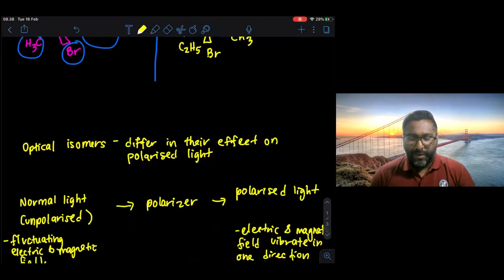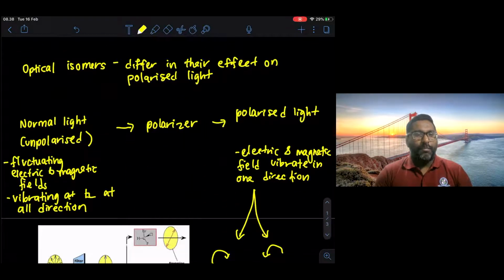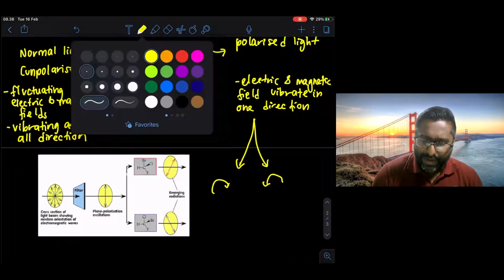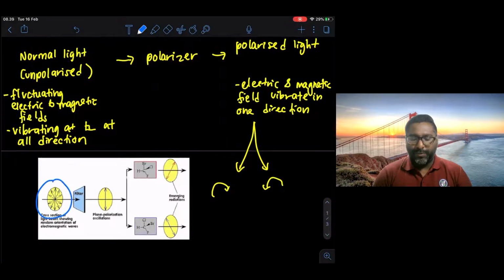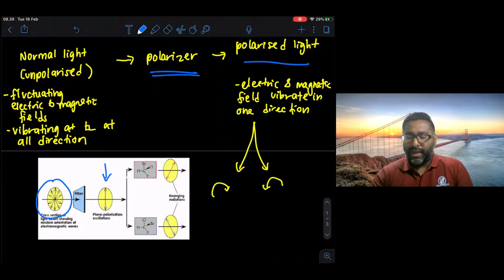So what is polarized light? Normal light is unpolarized, so it has electric and magnetic fields vibrating at 90 degrees, a right angle, in all directions. You can see in this diagram over here, this is normal light. We put it into a polarizer, which polarizes the light. This is polarized light, where the electric and magnetic fields vibrate in a single direction.